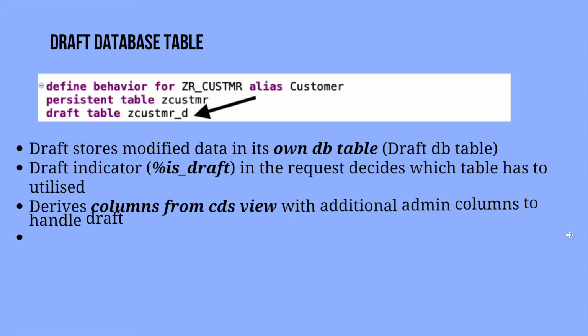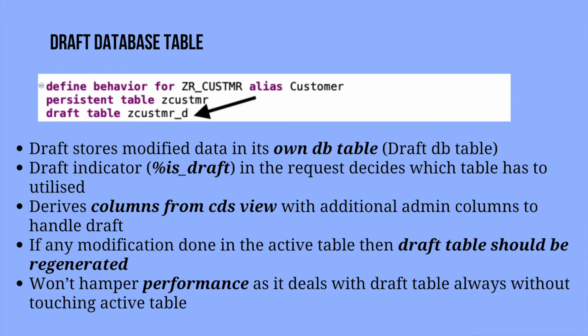Next, we have to define the database tables for the draft. We saw in our previous video that whatever the user changes, that information will be stored in different database tables. Here it is going to be our own database tables for the draft handling, so it will not edit or change anything in the active database tables. So how do you define it?